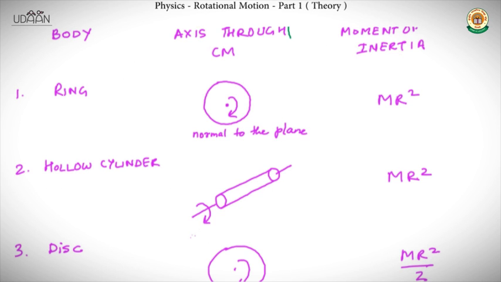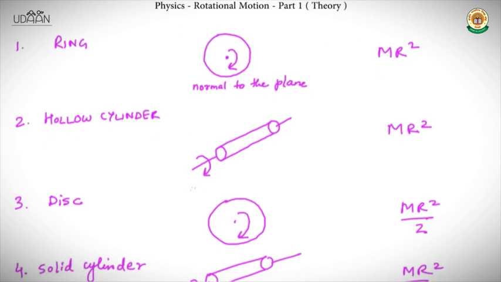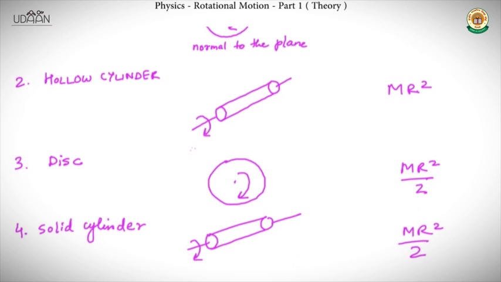So here we have the ring, which has the moment of inertia of mr square. We have a hollow cylinder, the moment of inertia for which about an axis passing through its center is mr square. We have the disk, for which the moment of inertia is mr square for an axis which is perpendicular to its surface. So the axis is also important, right? The moment of inertia will change with the axis.